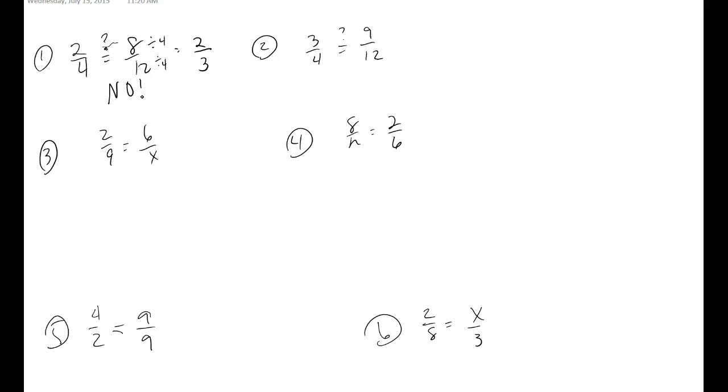Okay, and then over here it looks like 3 goes into both of these, and if I divide both of these by 3, I'm going to get 3 over 4. So look, 3 over 4, 3 over 4, they match. So yes, these are a proportion.